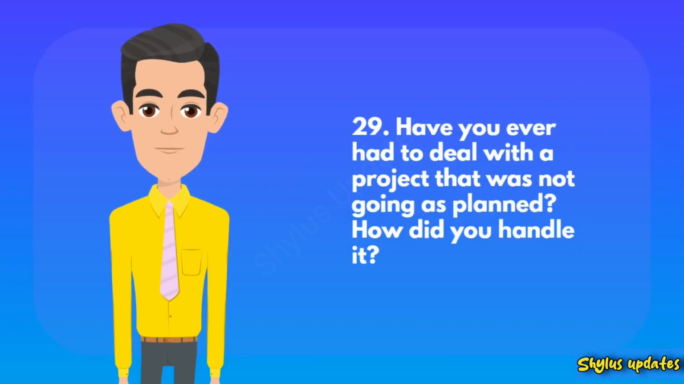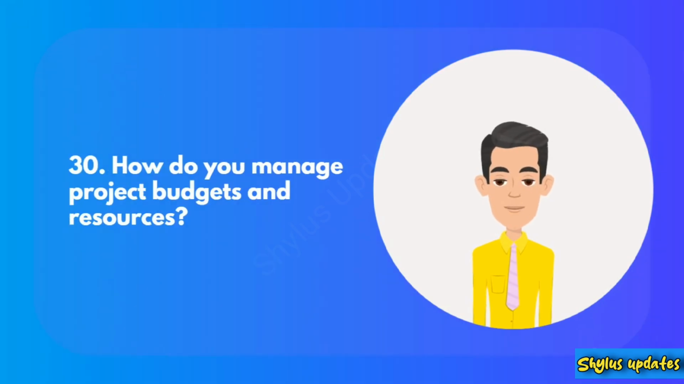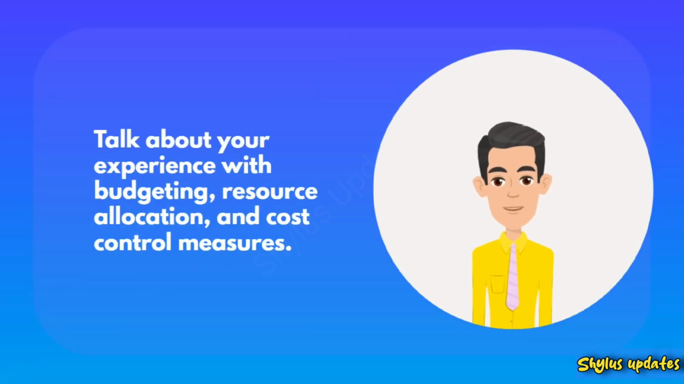29. Have you ever had to deal with a project that was not going as planned? How did you handle it? Discuss your problem-solving approach, including re-evaluating the plan, communicating with stakeholders, and making necessary adjustments. 30. How do you manage project budgets and resources? Talk about your experience with budgeting, resource allocation, and cost control measures.